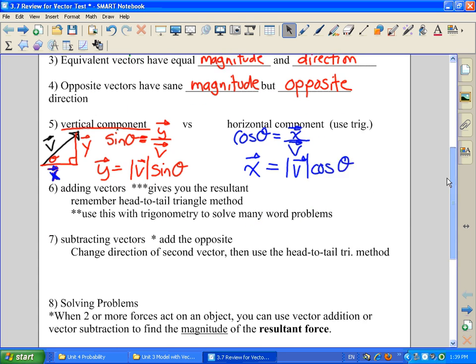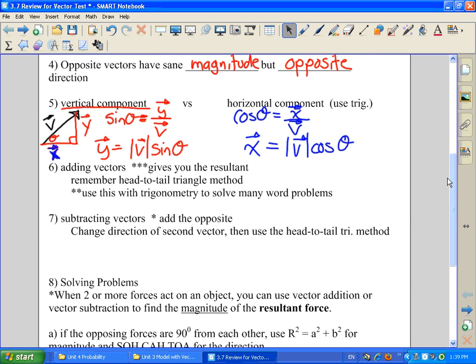Next, you will notice that we're adding vectors, and remember, when you add vectors, it gives you the resultant. You can do the head to tail triangle method, or you can still do the parallelogram one. However, head to tail is most common, and use this with trigonometry to solve many word problems. Remember, when we subtract vectors, that we add the opposite.